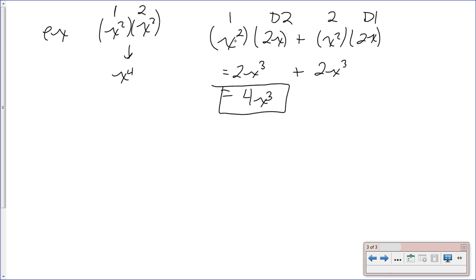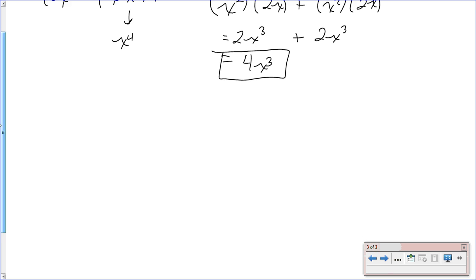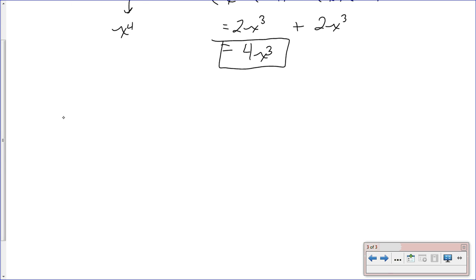So you take the first one times the derivative of the second plus the second one times the derivative of the first. Let's look at another example. We want the derivative of x squared times sine x dx.